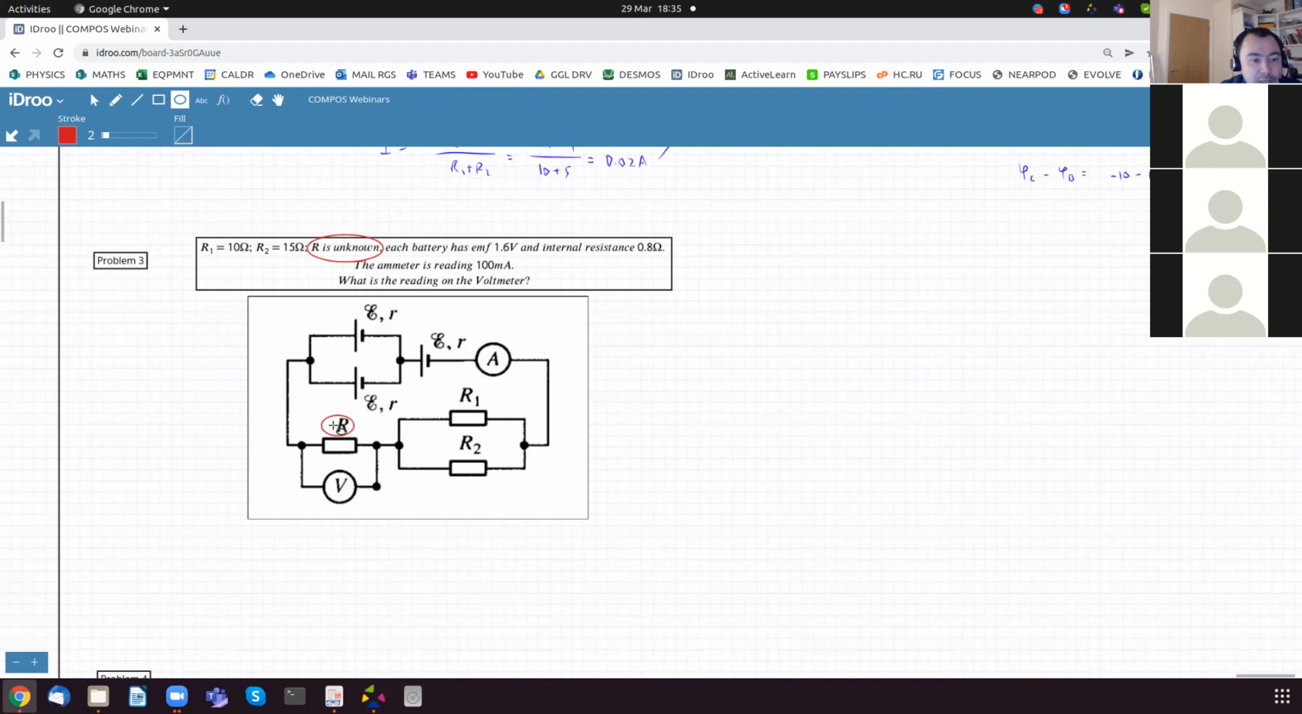Okay. So what I'm going to do is simplify my circuit. Well, first of all, 10 and 15. If you have 10 and 15, the combination is, who is very quick at calculating? Who can tell me the answer? What's the total resistance?